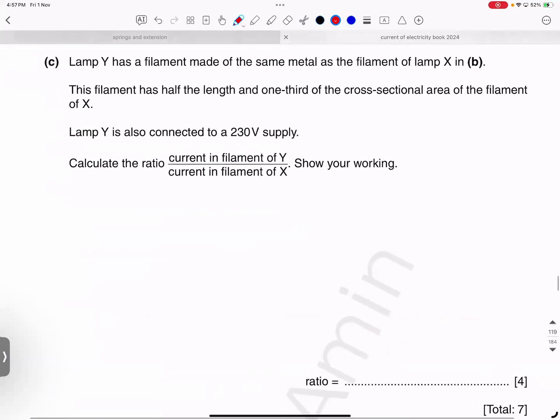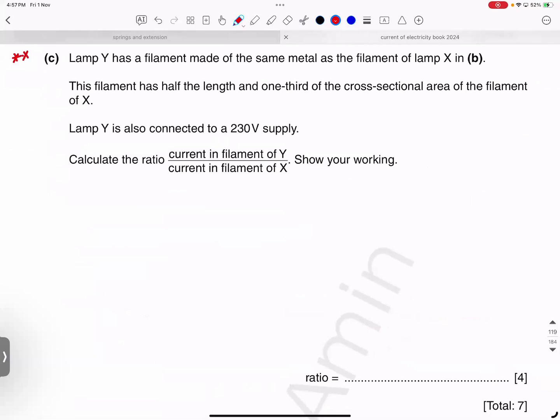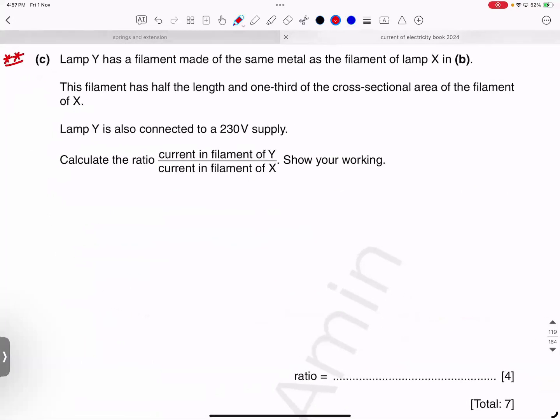Okay, I want you to put double star on this question to get back to this question in future and solve it multiple times. The lamp Y has a filament, same metal as lamp X. The lamp has half the length and 1/3 the cross-section area. I want to stop here. As we have two lamps, my dear. How many lamps?